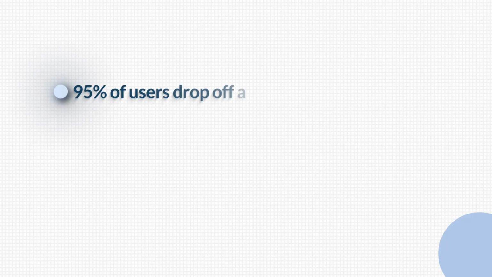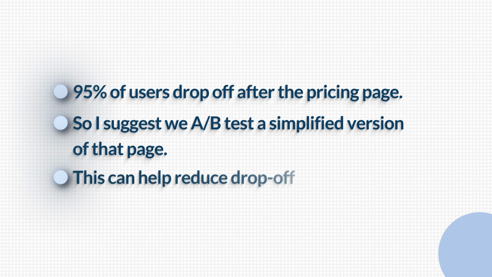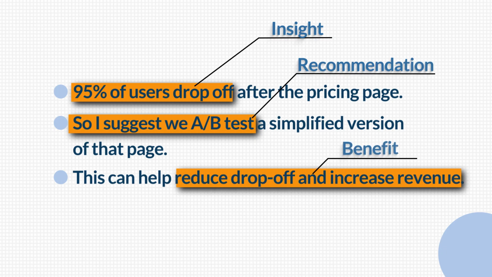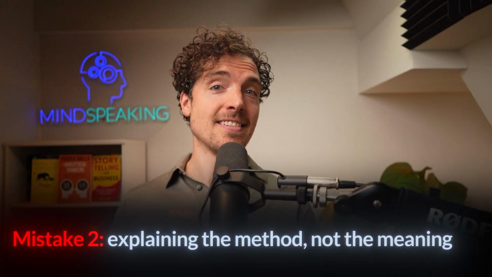So instead, try something like this. 95% of users drop off after the pricing page. So I suggest that we A/B test a simplified version of that page. This can help reduce drop-off and increase revenue. That's the structure I use. Insights, recommendation, and the benefit for them. That's how you avoid mistake number 2, explaining the method, not the meaning.